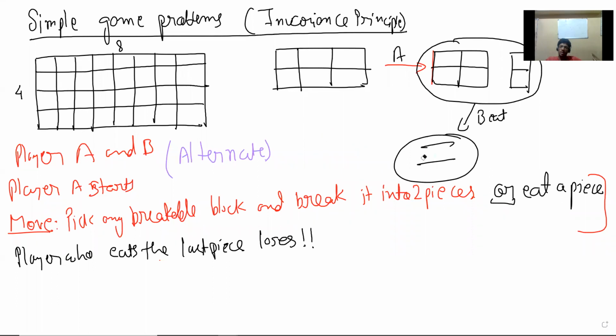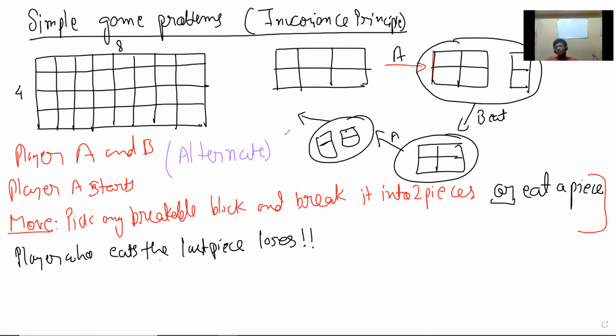Let's check. So if he eats a smaller piece, then what happens? If he eats a smaller piece, then you get this. Two by one. If B again breaks, again A loses, because there are four pieces and starting with B, so A has to eat the last piece, and so he again loses. So you see this way also A is losing. It's an interesting question.